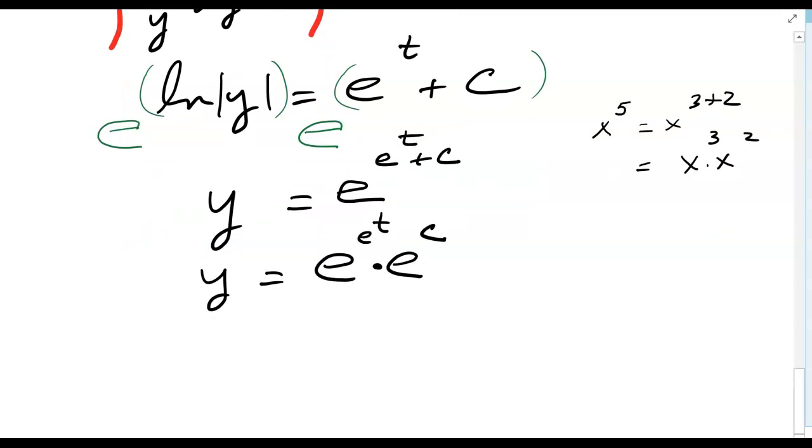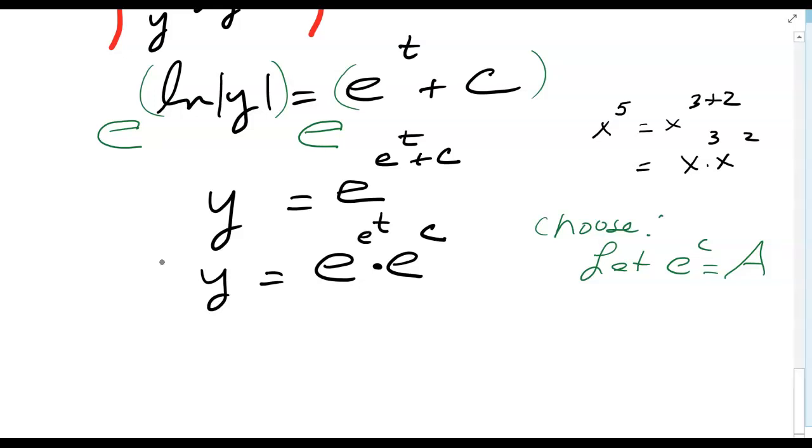Now, because e to the c is a constant, you can choose to let it be a new constant a if you don't like working with e to the c. I'm not going to, because there's no variables in that; c is a constant, e is a constant. It really won't make a difference, so I'm going to leave it in there, but you can change it if you want to.